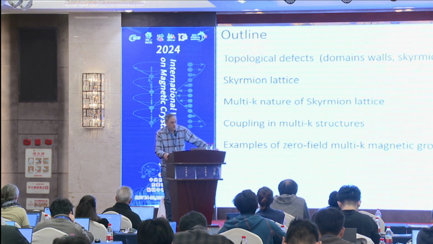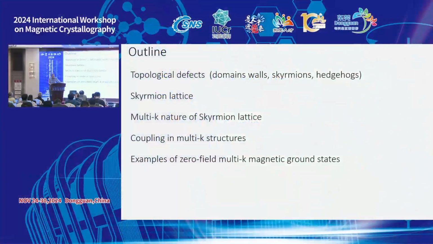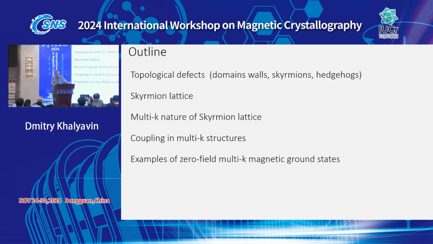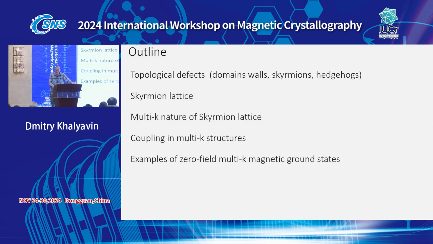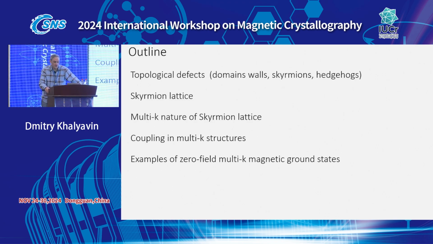Okay, here is a short outline of my talk. We will start from a simple concept of topological defects, first from domain walls in one-dimensional ferromagnets, and we will consider more complicated cases of two-dimensional defects in two-dimensional ferromagnets, which are called skyrmions. And then we discuss the cases of ordered topological defects when they are ordered into three-dimensional lattices, so-called three-dimensional skyrmion lattices.